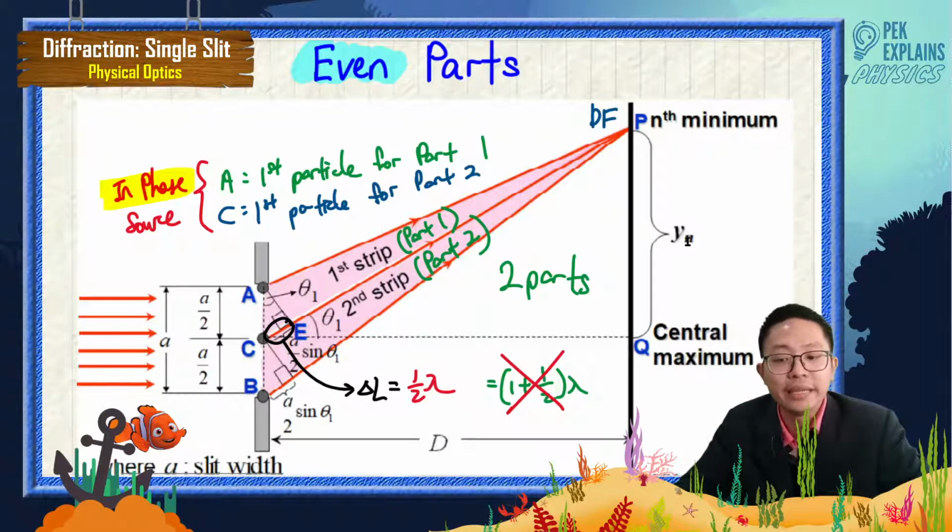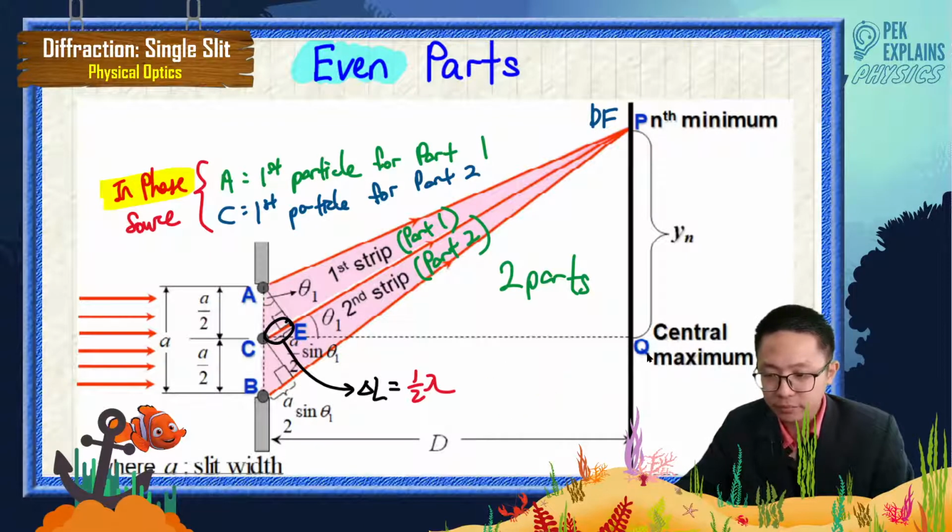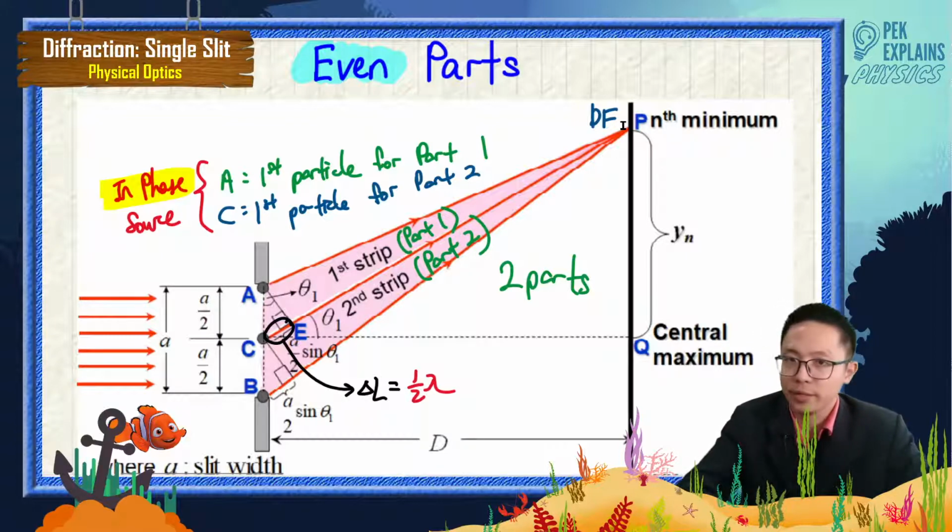Because that is the nearest one to the central maximum. Okay? Now you clear? Now, if this delta L is half lambda between wave A and wave C, and wave A and wave C are in phase sources, when their delta L is half lambda, it means they definitely form a dark fringe over here, isn't it?